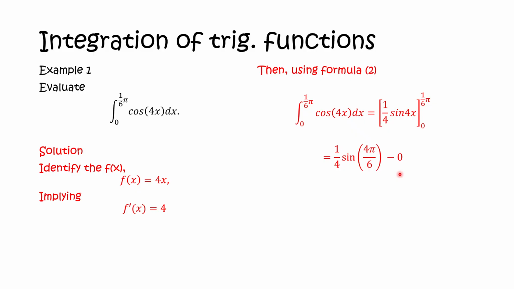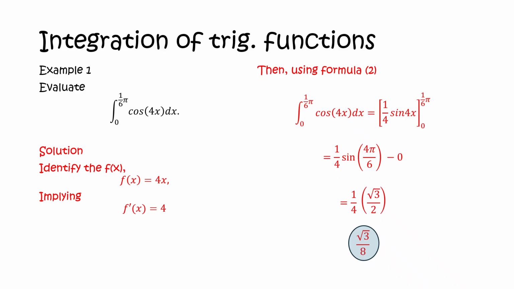Now, simplifying this further, we are going to have 1 over 4 times root 3 over 2. Take note, we are preserving this as exact as possible because we do not want to lose the accuracy of the answer. It is advisable to keep our answers in this format unless the question specifies the degree of accuracy in which to leave the answer. Now, simplifying that, we are going to get root 3 over 8 as our final answer.